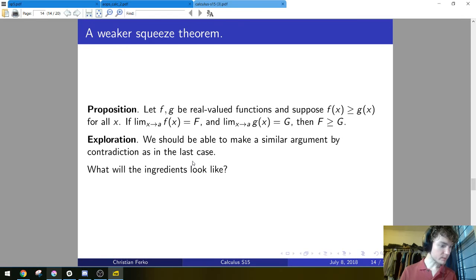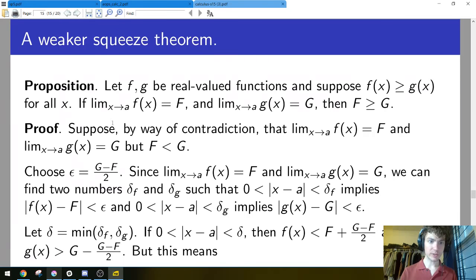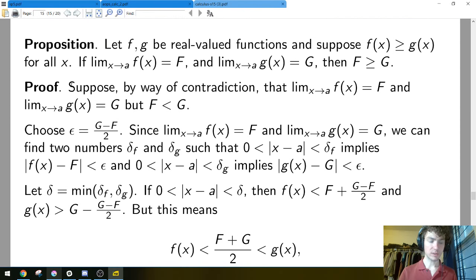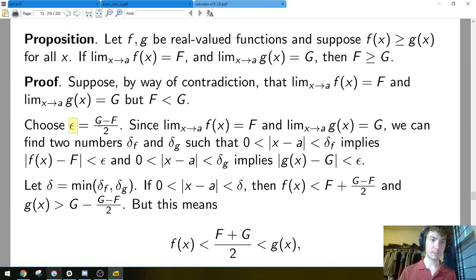Good, okay. We have like 2 minutes, so I'll show you the proof. This one's a little longer. But what you just said is the basic idea. So start the same way. Suppose by way of contradiction that the two limits exist, but f is smaller. Then we do exactly what you just said. We choose epsilon to be, say, a half or a tenth of the difference, g minus f.